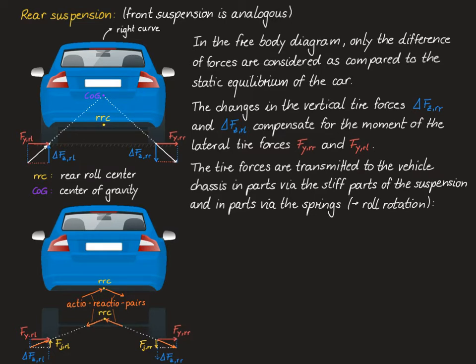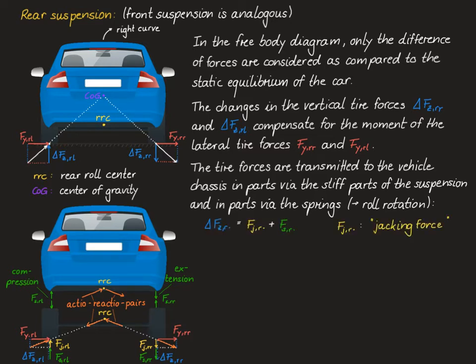Now that we've seen how the lateral tire forces and the yellow parts of the vertical tire forces get transmitted to the vehicle chassis, what about the remaining parts of the vertical tire forces? These parts, shown in green here, are passed to the vehicle chassis via the springs of the suspension. They appear again as action-reaction pairs between the tire and the chassis. Clearly, this will lead to a compression or extension of the corresponding suspension.